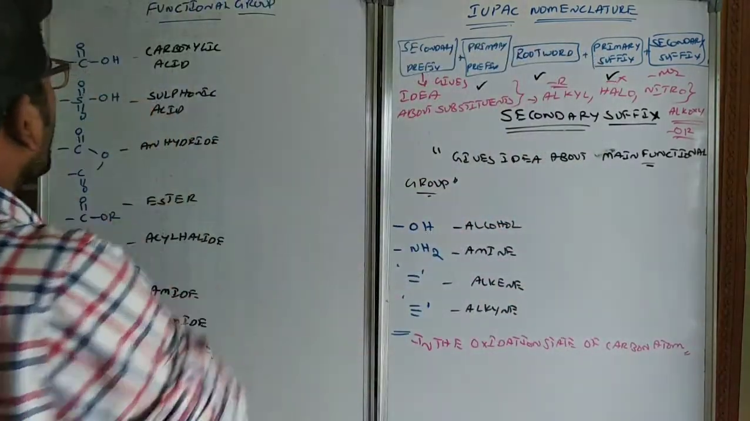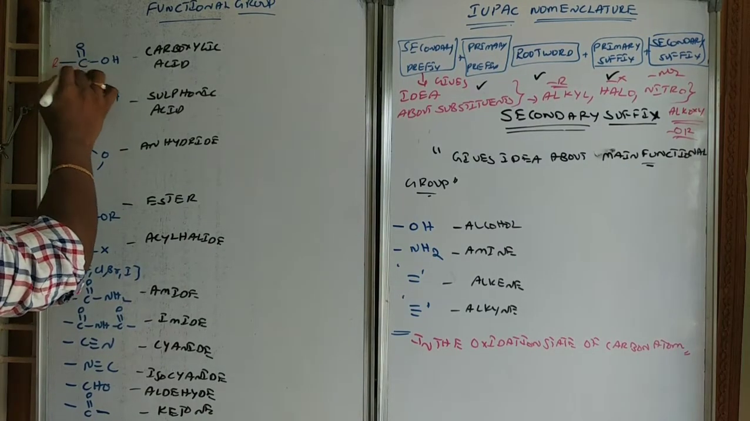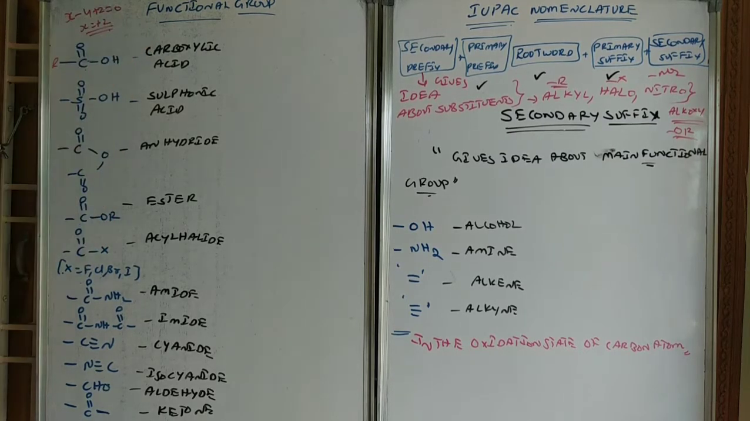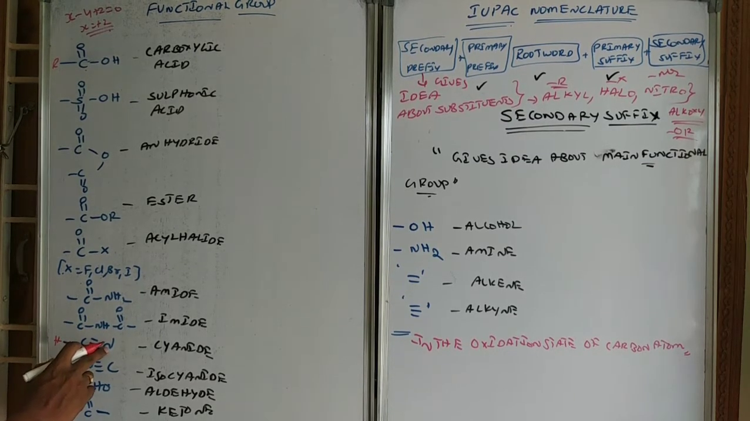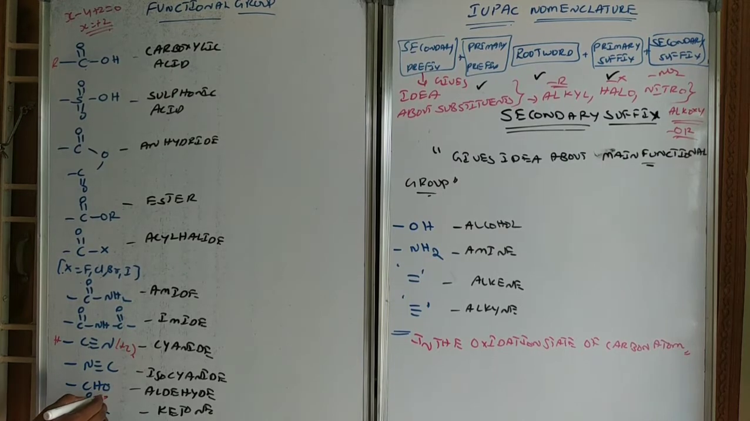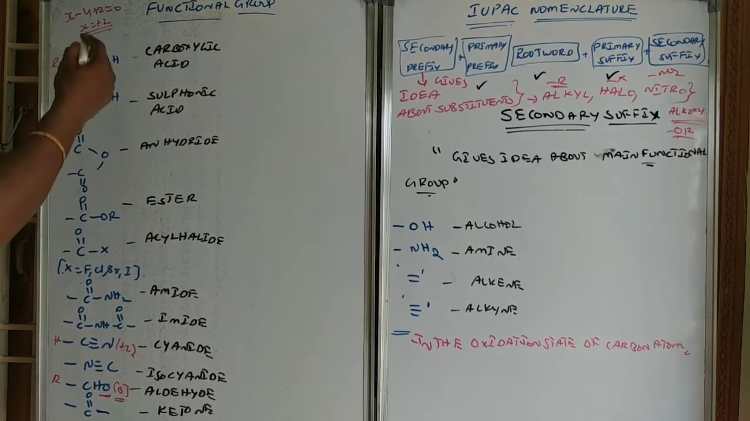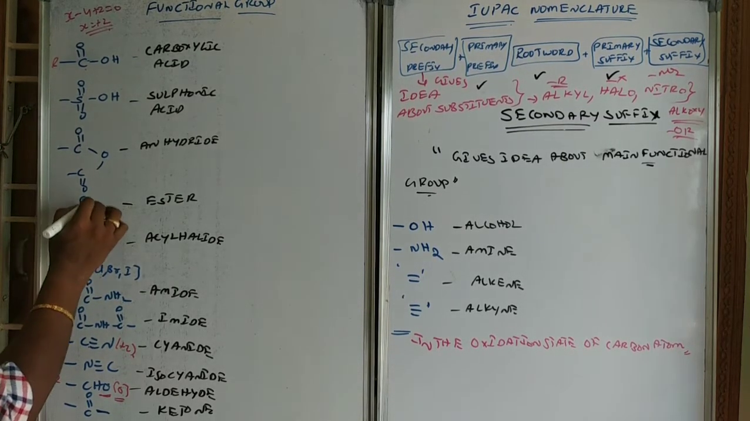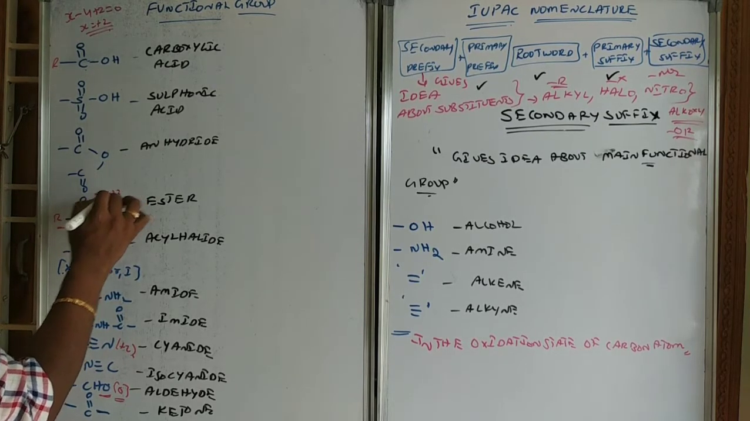You can see COOH. What will be the oxidation state of the carbon atom? X minus 4 plus 2 equals 0, and X equals plus 2 will come. In cyanide, what will be the oxidation state? Here also plus 2 will be coming. But when there is a CHO, the oxidation state will be 0. These compounds are arranged by oxidation states. If you take COOR, X minus 4 plus 2 will come.